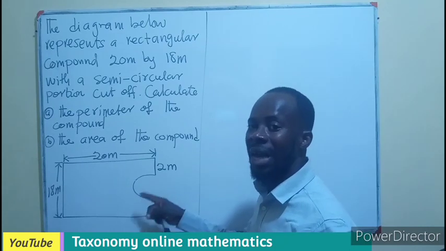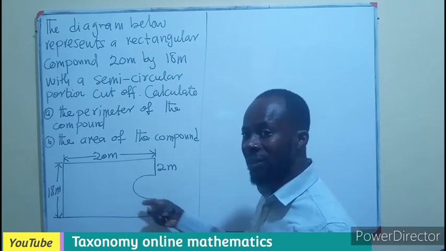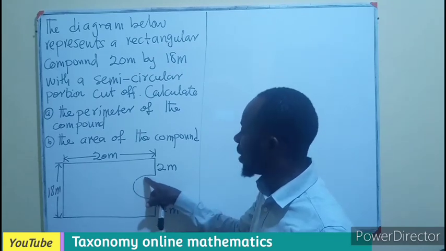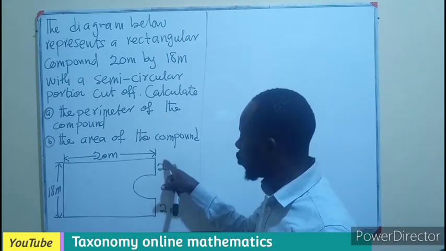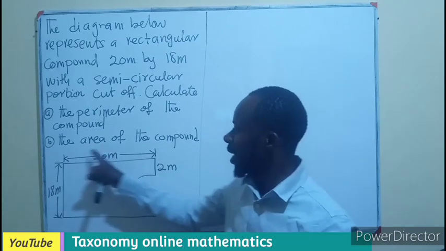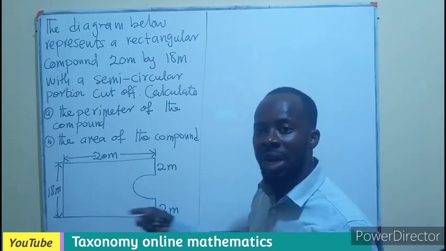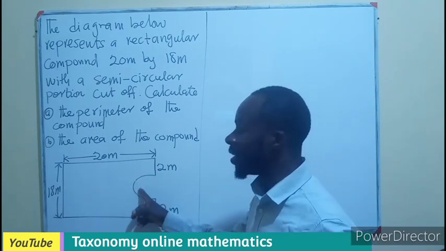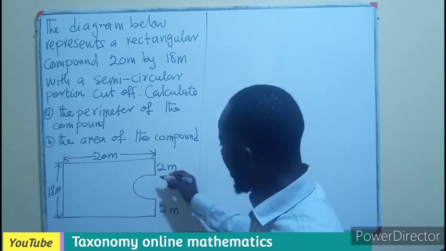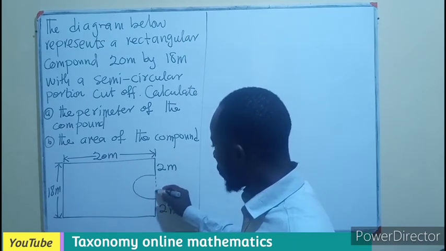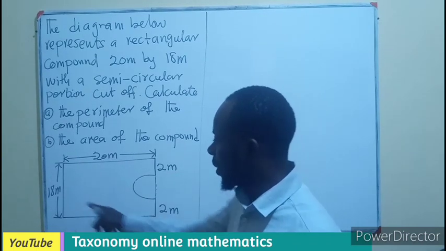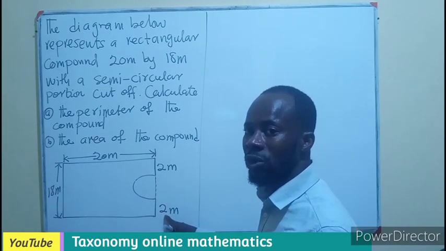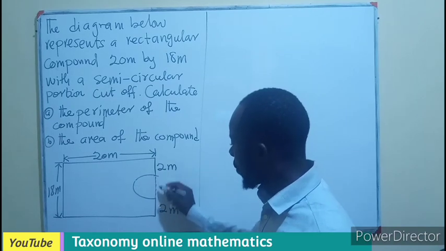This becomes an arc. Since it's not a complete circle, it becomes an arc. So we need to find the length of this arc plus this 2 meters plus this 2 meters plus the dimensions we have already worked on. First, let's find the length of this arc. This is going to be 18 minus 2 minus 2, so we have 14.